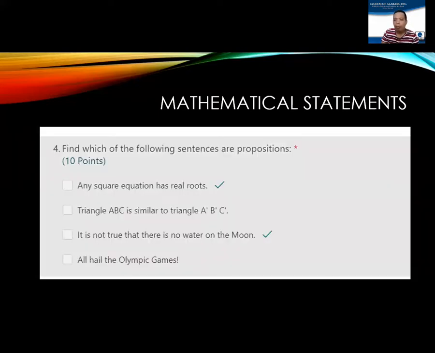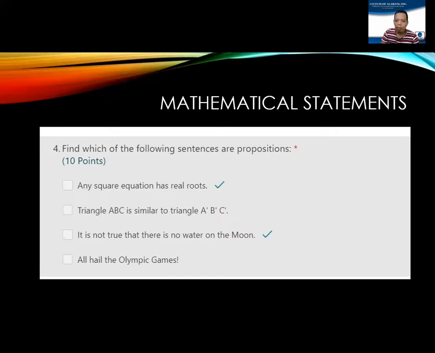For number 4, find which of the following sentences are propositions. So we have to study each choice here. For the first choice, any square equation has real roots. So definitely, this is a valid proposition.